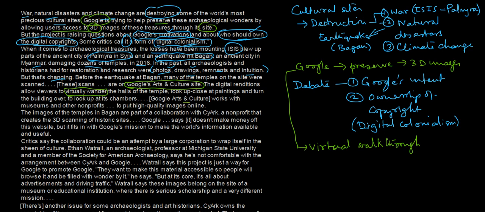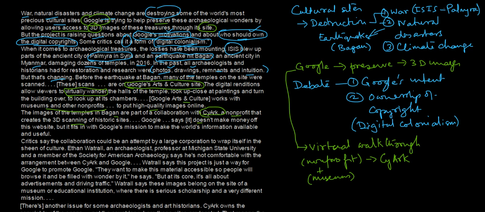Google Arts and Culture works with museums and other non-profit organizations to put high-quality images online. So Google works with non-profit organizations and museums to do this. The images of the temples in Bagan are a part of collaboration with CyArk, a non-profit that creates the 3D scanning of the historic sites. So one such non-profit organization is CyArk that works with Google for preserving the images of Bagan.